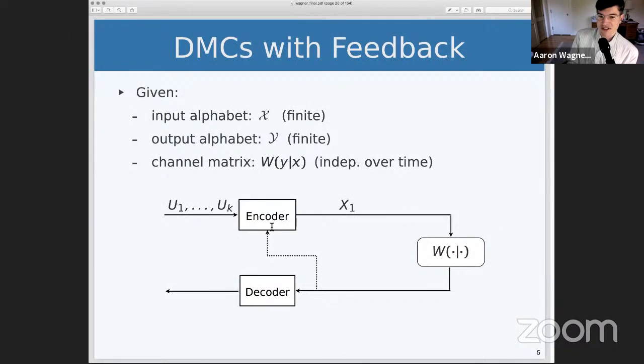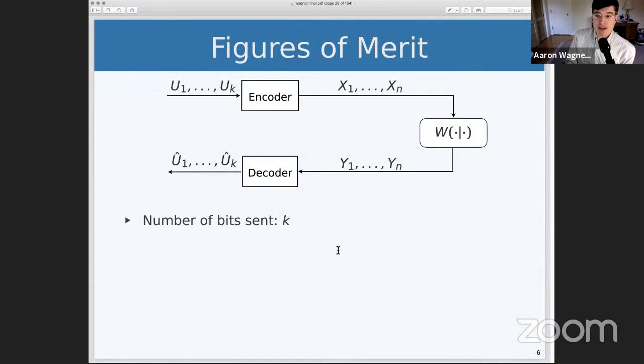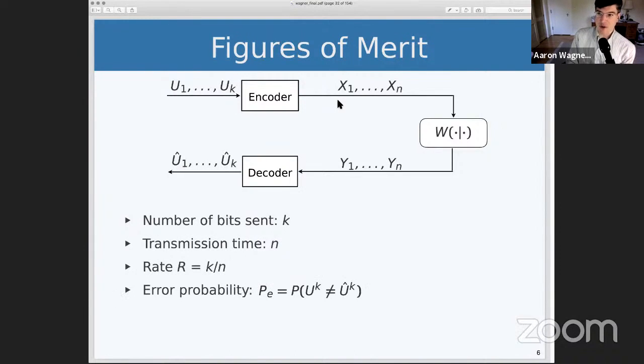The feedback version is just that the encoder can choose x2 after seeing y1, and x3 after observing y1 and y2, and so on. Same as Wednesday, a very basic setup. As I mentioned on Wednesday, real feedback out in the world is never so ideal. It's a noisy channel itself, just like the forward link, but this is the context in which we'll consider feedback here. The figures of merit we'll consider: the number of bits you're sending, the amount of time you're using the channel, the rate, the ratio of the two, and the error probability. We'll consider the block error probability, assuming that the U's are IID Bernoulli half. It's hard to get more basic than this.